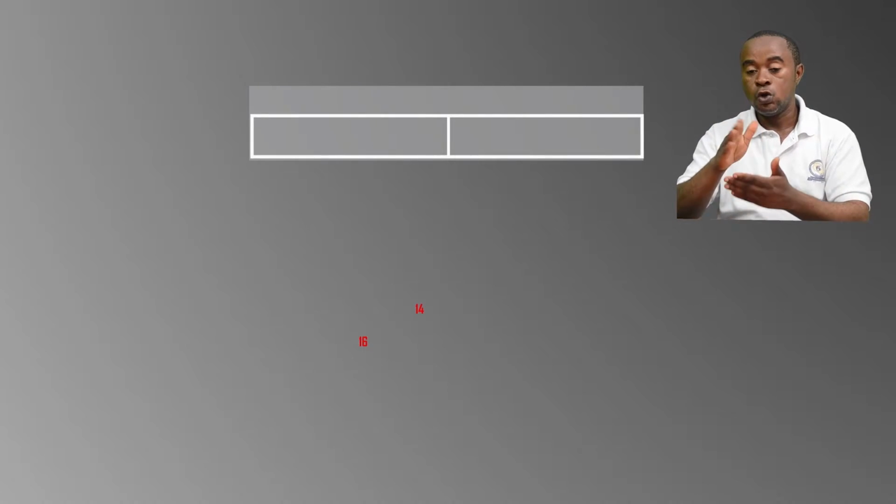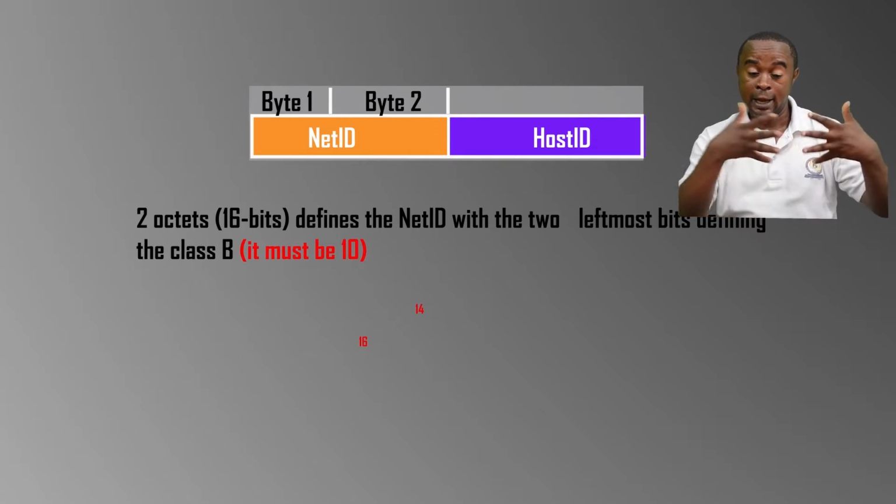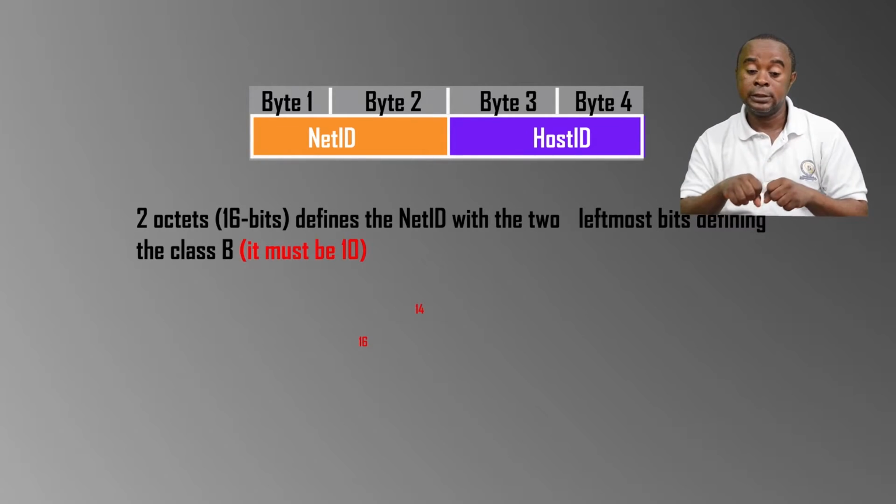Also we have class B. Now in class B, we see that in class A, the first octet is used to define the network. Now if we move to class B, the first 2 octets are used to define the network ID, and the remaining 2 are used to define the host. So we have 16 bits for defining the network ID, and 16 bits used to define the host ID. So as I've said, we have 2 equal parts in class B: 16 bits for defining the network, and 16 bits to define the host.